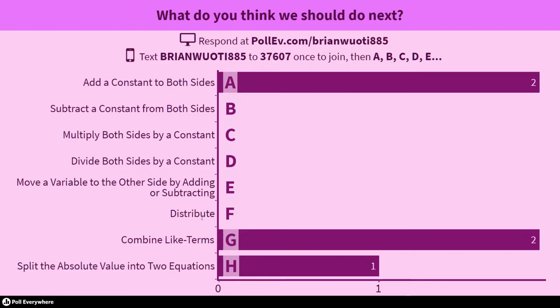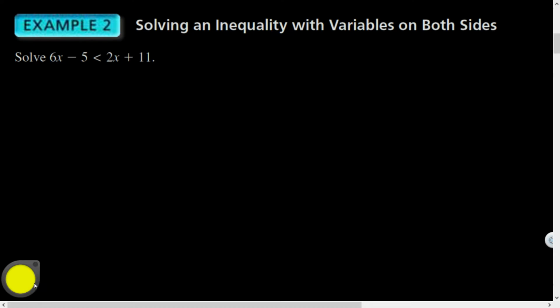Depending on what you mean by combine like terms, I agree. I would describe it as moving a variable to the other side, but that might have been what you meant. But I've got the 6x and the 2x on opposite sides of the inequality. I'm going to move the little guy to the big guy, so I'm going to subtract 2x from both sides, which is in a sense combining like terms, but I did have a better option on the table.